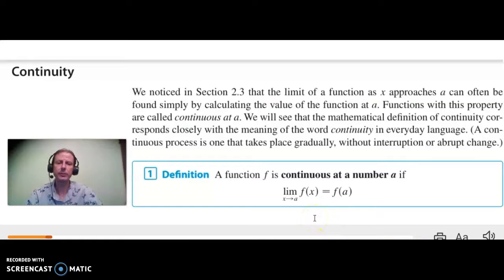We ultimately are going to be caring about when a function is continuous in its domain, but we have to build up to that idea. So the first step is to define what it means for a function to be continuous at a number. A function is continuous at a number a if the limit as x goes to a of f of x is equal to f of a. In other words, this is one of those boring limits. So if the limit of a function is boring at a, then the function is continuous at a.